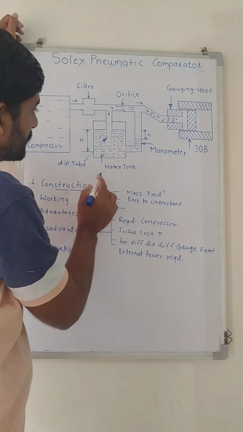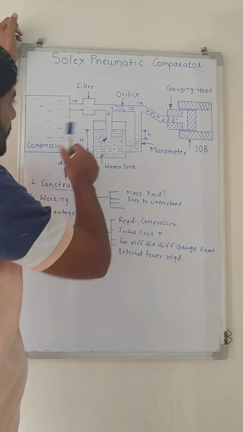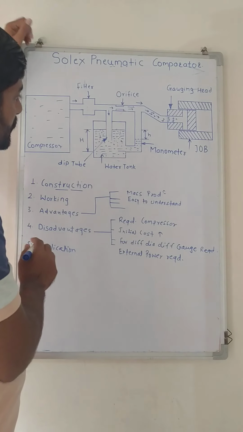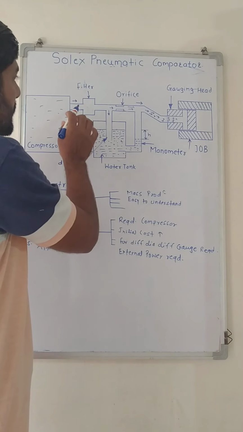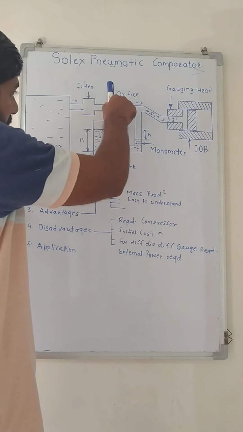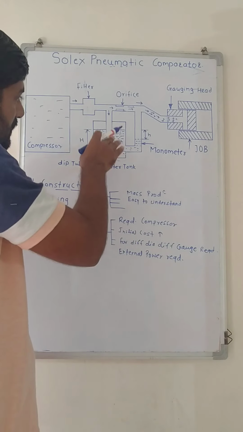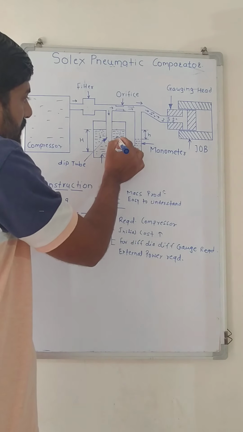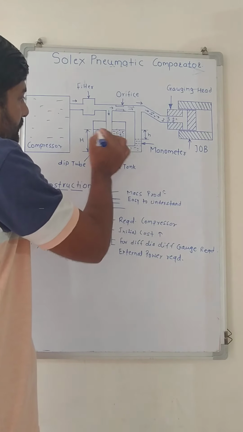Next to the filter, you can see this part is called the water tank, in which water is filled. Here you can see the dip tube. The dip tube is inserted into the water tank. Whatever air is passing through the filter comes downside also, and that pushes the water downside. So here you can see water bubbles are generated and come out from here.